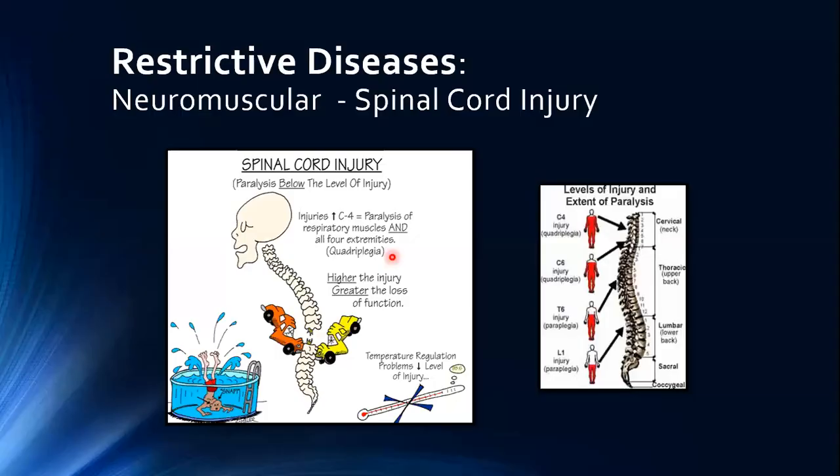All right, guys, pick right back up where we left off. All right, restrictive diseases continue with the neuromuscular classification. Last one is spinal cord injury. This was pretty self-explanatory.